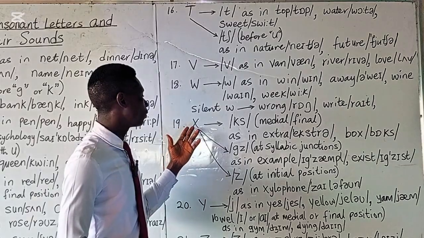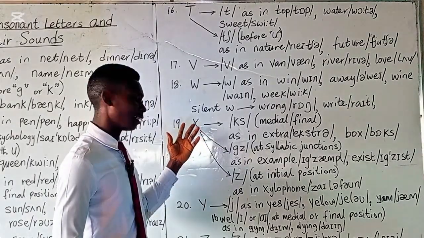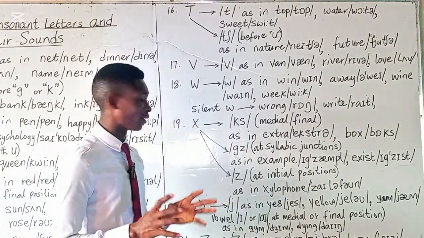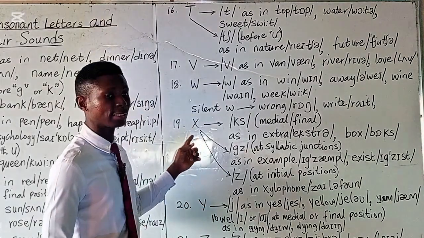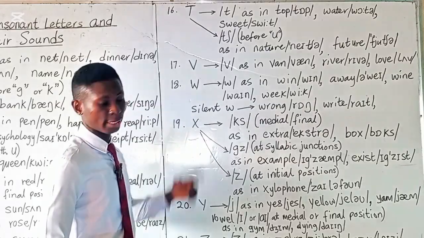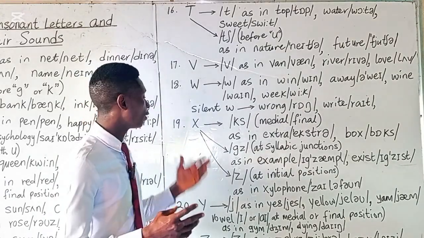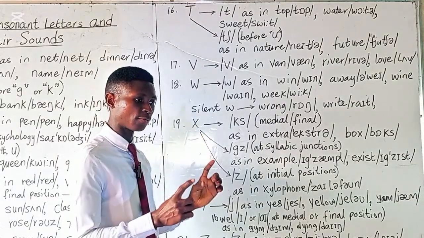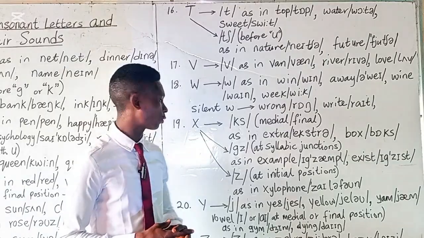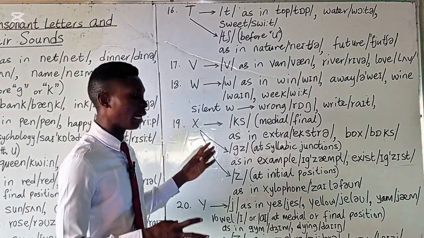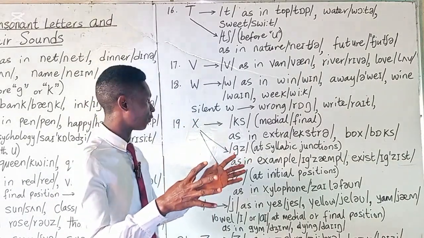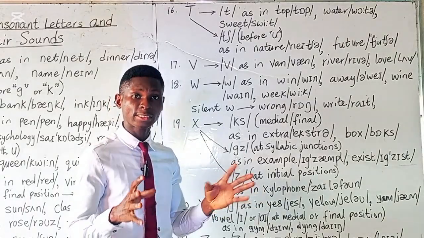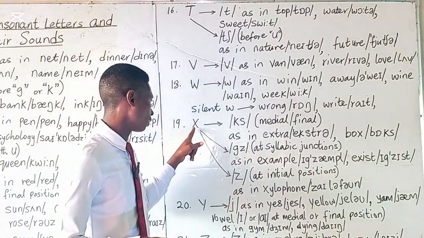We have also letter X. Letter X is somewhat complicated. We don't have any sound that looks like X. Let me put it this way: we don't have any symbol that looks like X in terms of phonetic symbols. However, we have different combinations of the phonetic symbols to underlie this particular letter.